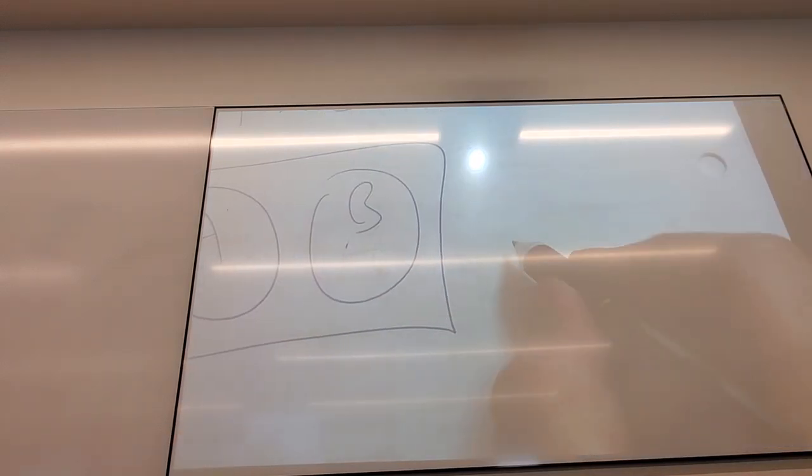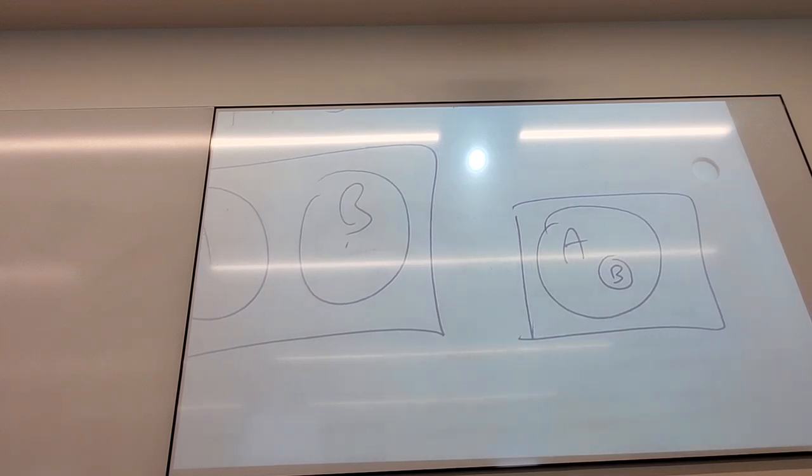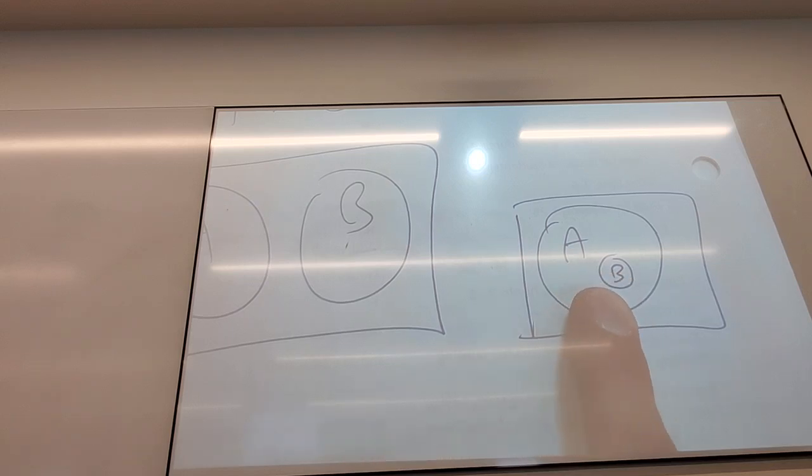So with Venn diagrams, you have a lot of flexibility. This is another valid Venn diagram. That is another valid Venn diagram. It's like A's got a little B baby, right? Aww.